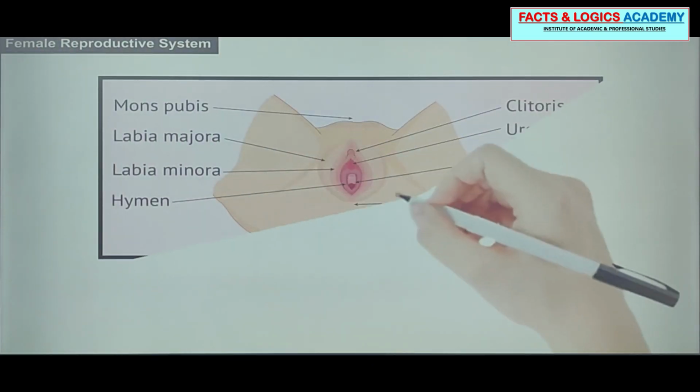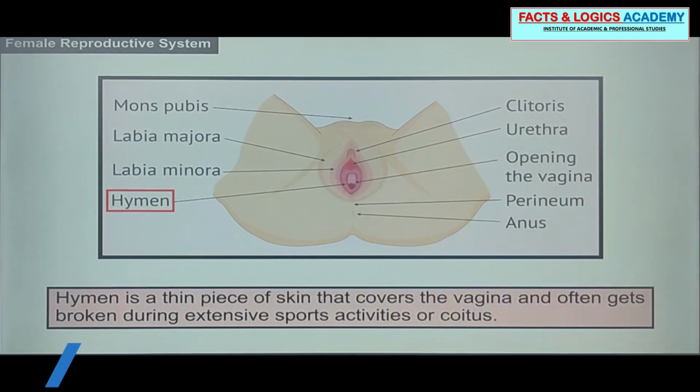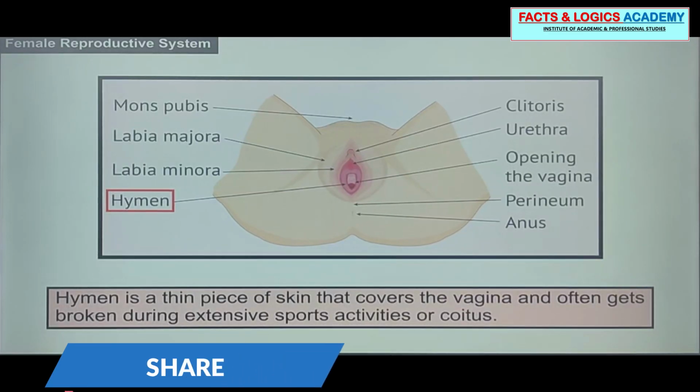Are you aware of the term hymen, which is present in the female reproductive tract? Well, yes. It is a thin piece of skin that covers the vagina and often gets broken during extensive sports activities or coitus or intercourse.